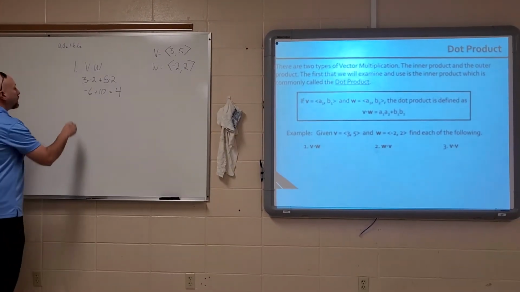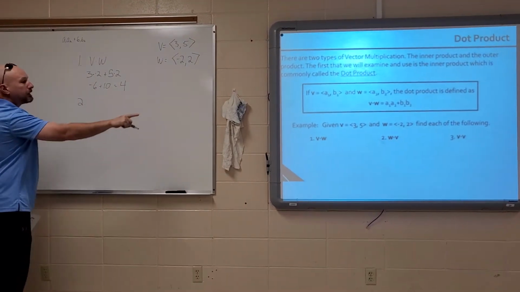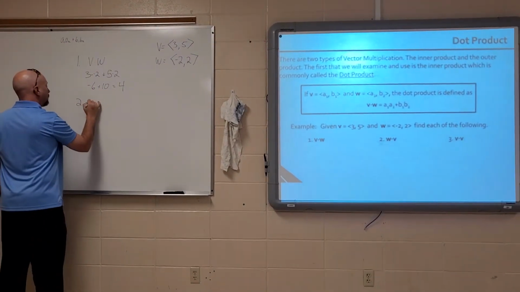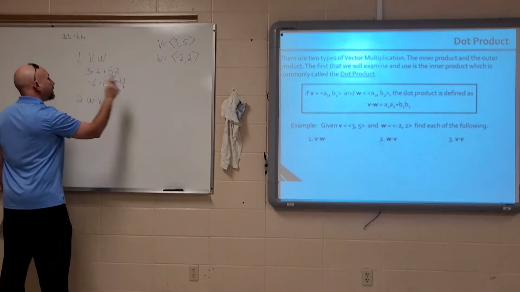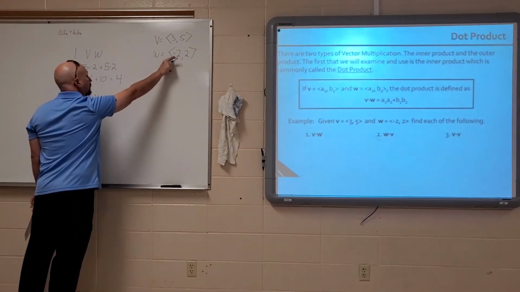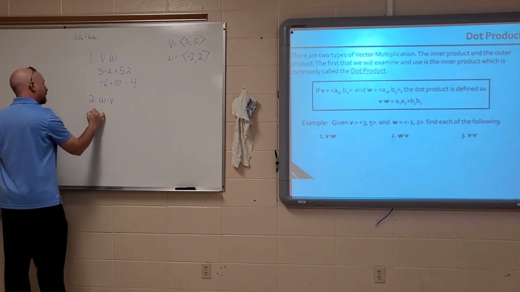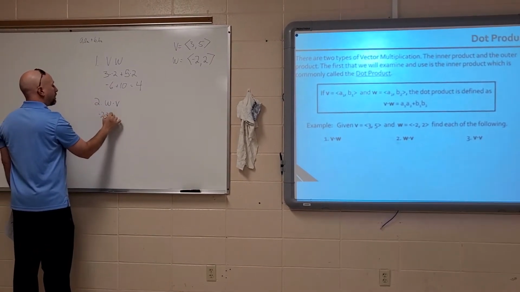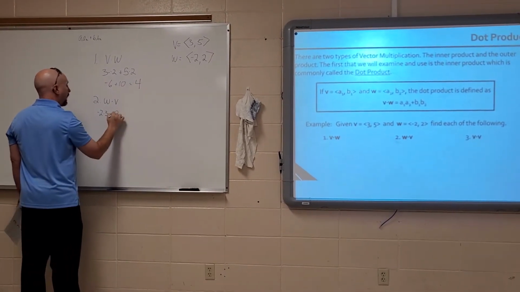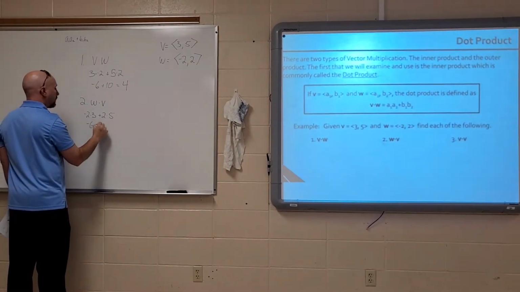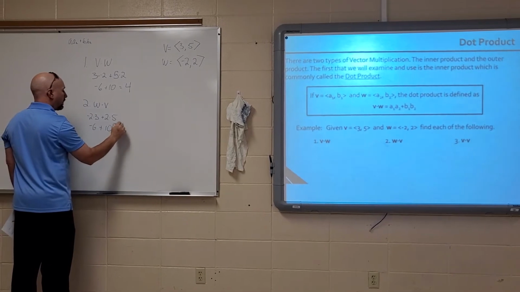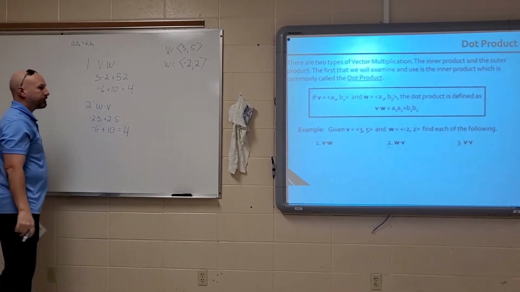Okay? Let's look at number 2. It says W dot V. Well, W dot V would start with W first. So negative 2 times 3 plus 2 times 5. But you still get negative 6 plus 10, which also is 4.